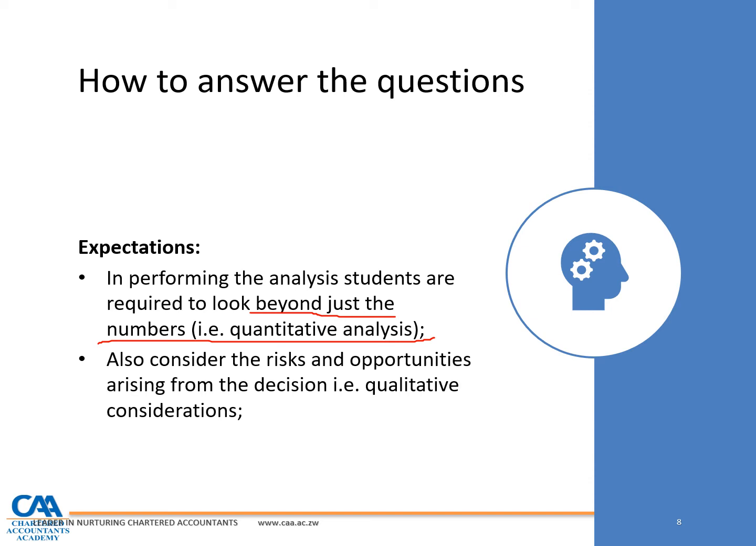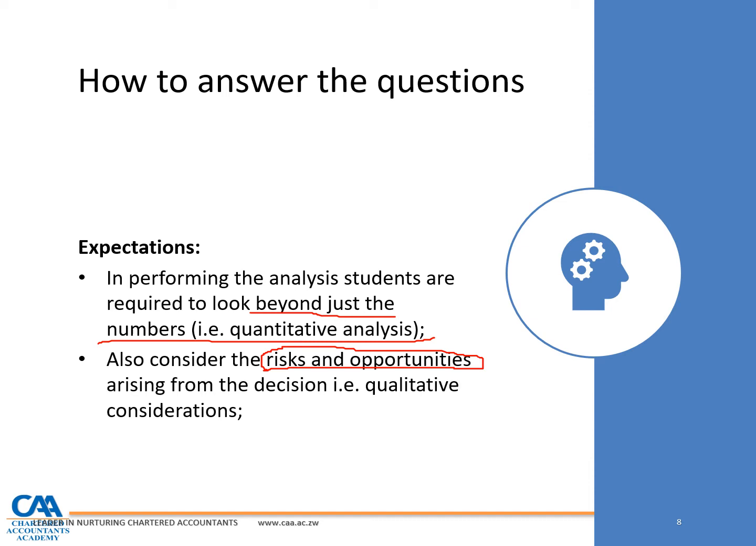So how do I come up with these qualitative factors? You think of any risks and opportunities arising from the decision. So what is the risk? A risk, to put it bluntly, is what can go wrong. If I take this course of action, what can go wrong qualitatively? If I take this option, what are the opportunities that may arise?